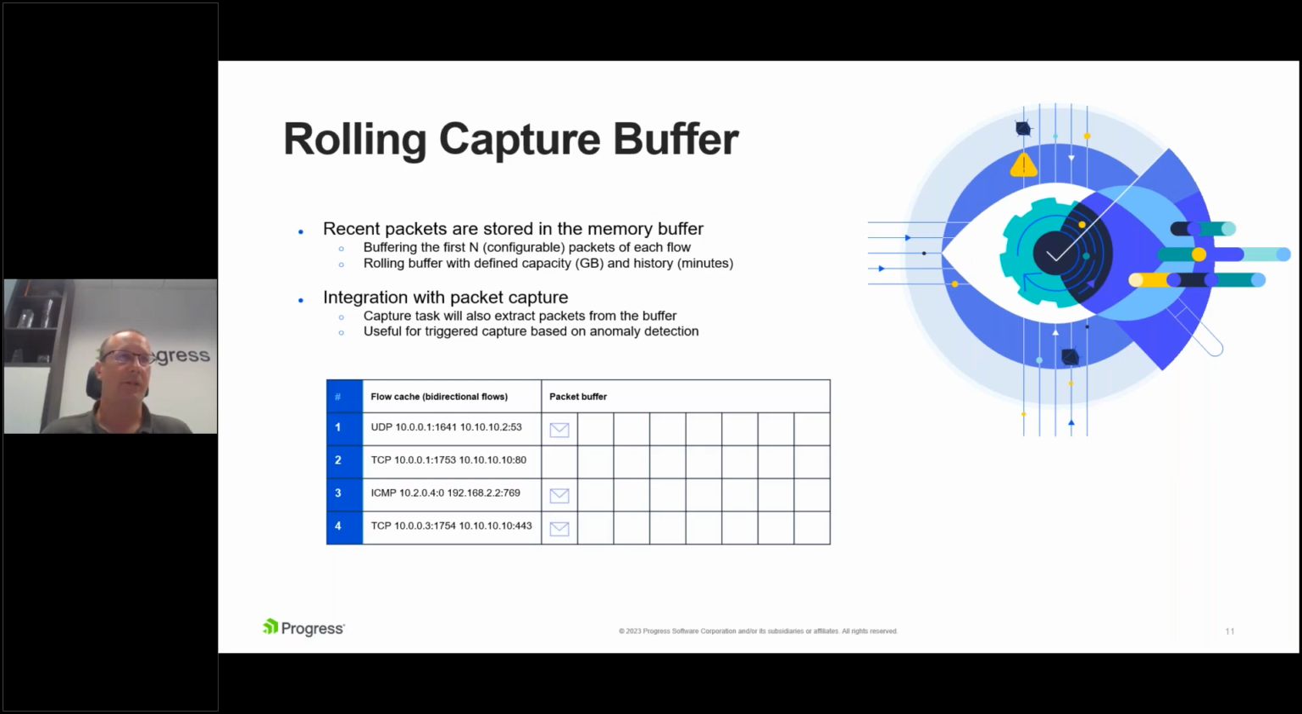This is an example how it works. So packets are buffered together with the flow data, with the flow cache. Buffer size is limited. It usually stores, for example, first 10 packets of each session. And whenever you run the capture, so let's say you want to capture something for the IP address 10.0.0.1, the capture task will start and will also go into the buffer and give you all the packets that are actually stored in the buffer.